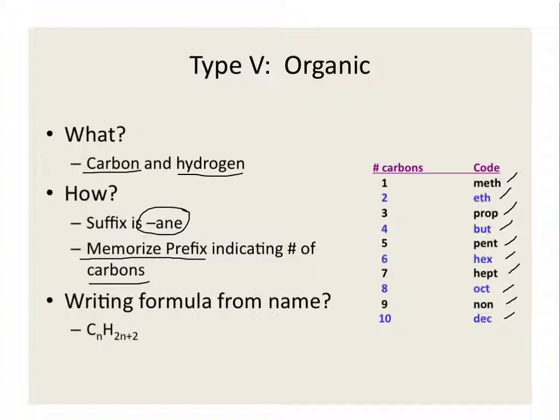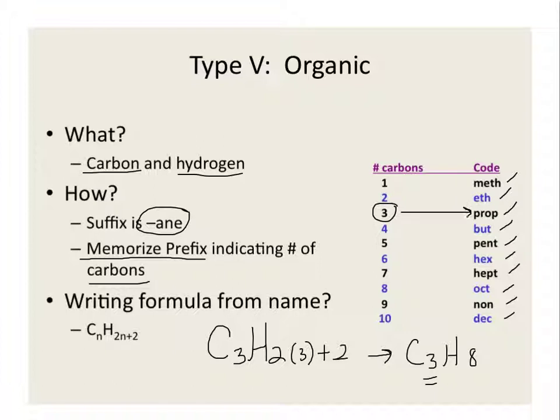So a helpful formula that we can use to write the formula from the name in this case is that C subscript n means the number of carbons. So let's take an example. If C were 3, then how many H's would you have? N stands for this 3, so N is the number of carbons. So my H's would be 2 times 3 plus 2. So double it and add 2. So my formula here would be C3H8. And again, my name depends on the number of carbons. So this is going to be propane.